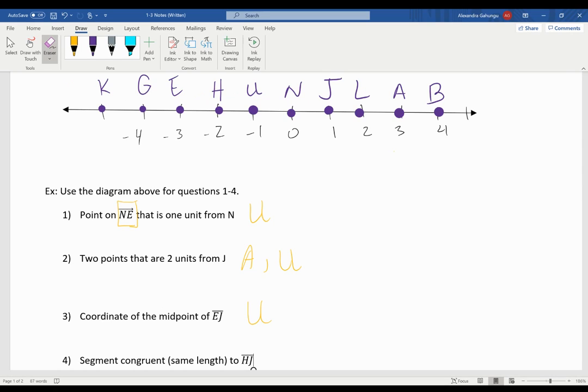Okay, nice. Last question. With this diagram, we need to find the segment congruent to HJ. Congruent means we have the same length. So first of all, I need to figure out where HJ is. HJ. How far have I traveled to get from H to J? 1, 2, 3. So I need it to be 3 units long. So another segment that's congruent, so the same length, 3 units.